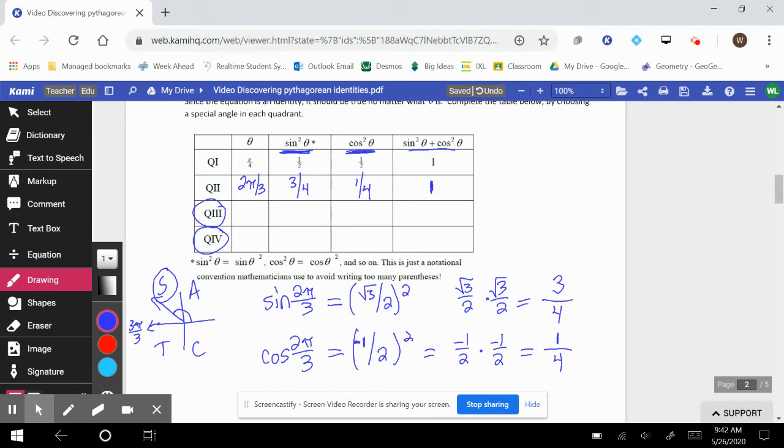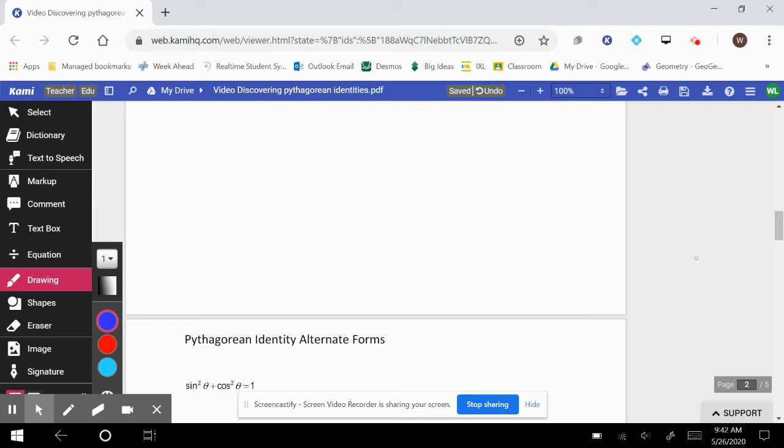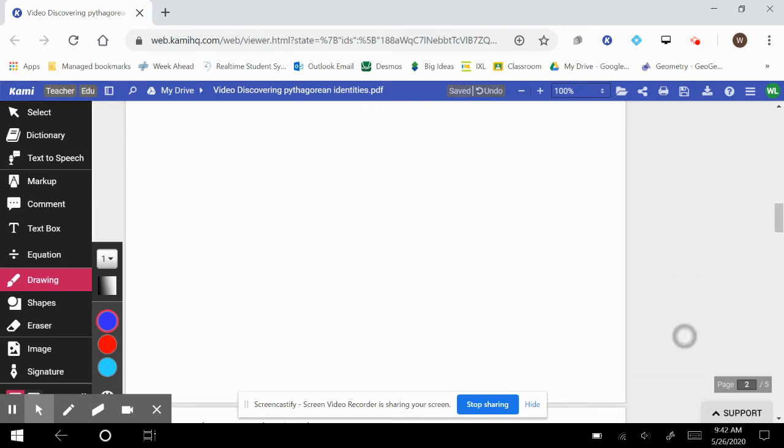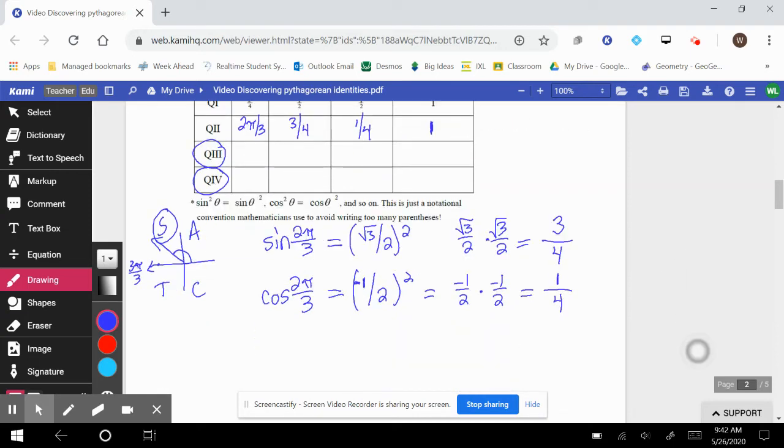All right, so pause the video now and work on 3 and 4. Please don't leave those blank because I left them blank in the video. You are responsible for finishing that chart. And now I'm going to move on to the next page. So pause it now, finish this chart, and then we will move on.